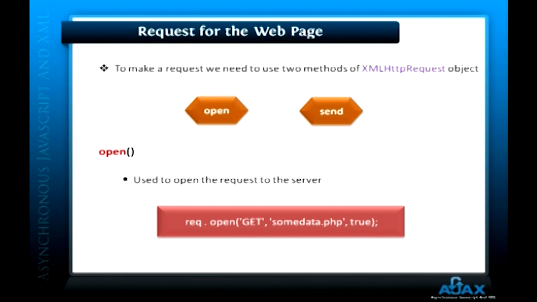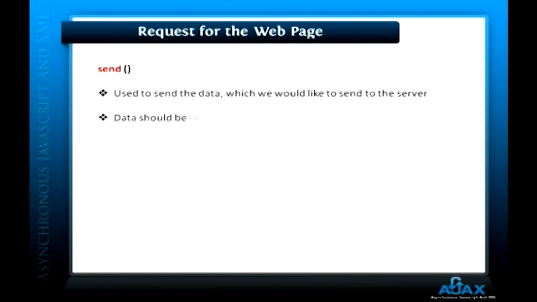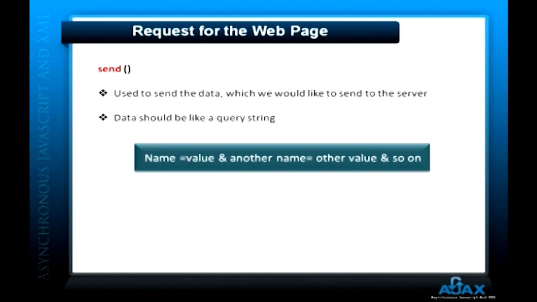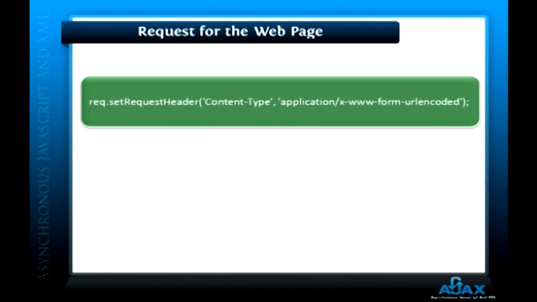Well, now let's see something about the send method. This send method is used to send the data which we would like to send to the server, but that data should be like a query string, like this. But to pass data using this send method, we have to change the MIME type of the request like this. Got it? Fine. Well, this is how we send requests to the server, but here we have used the GET method. Similarly, we can also use the POST method to request to the server, but it needs some modifications and some headers to be included. So, let's see how to do that in our next tutorial.